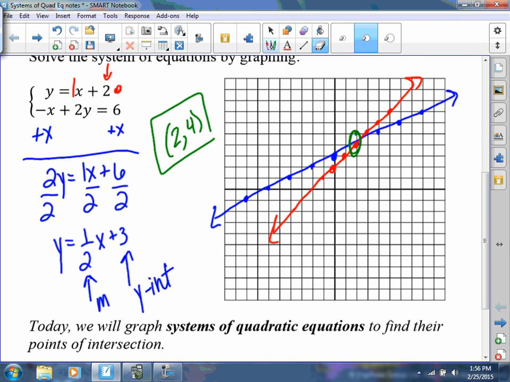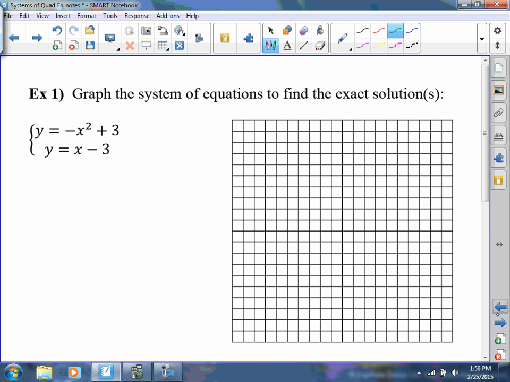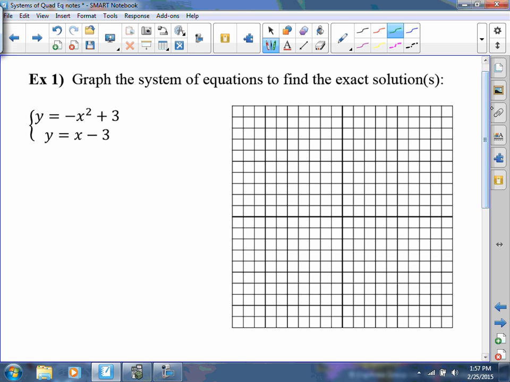Let's take a look at how these systems of equations are going to look. Example 1 is pretty straightforward because they're both solved for y already. I have y equals negative x squared plus 3, and y equals x minus 3. The very first thing you want to do is identify which equation is the parabola and which is the line. That's really easy because the parabola is always going to have the x squared. So this first equation is my parabola because it has the x squared, and the second equation is the line.